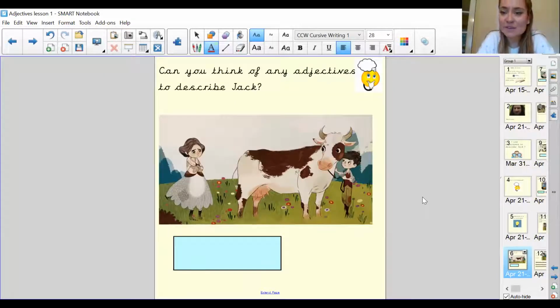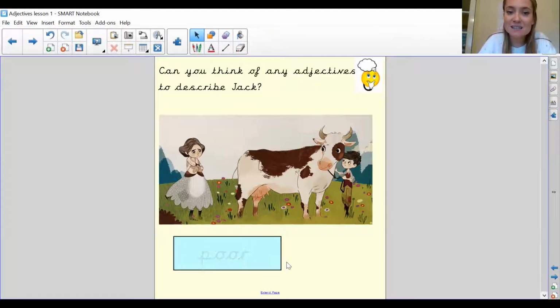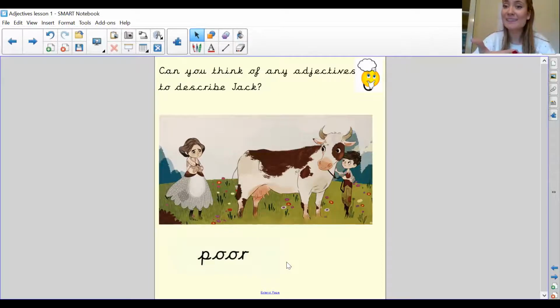So I want you to have a look. Can you think of any adjectives we could use to describe Jack from Jack and the Beanstalk? Think. Can you tell me? Good. Well, I've looked at this picture, and in this picture I know that he's very poor, so I have thought of the adjective poor. Good. He was very poor. He didn't have a lot of money, did he?